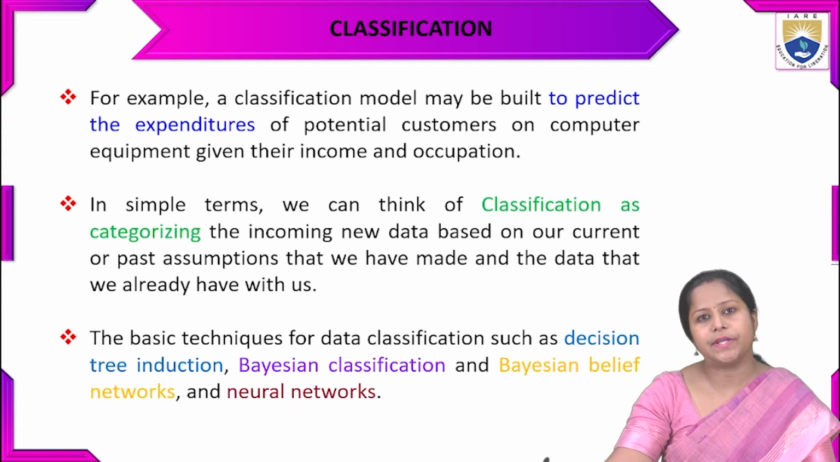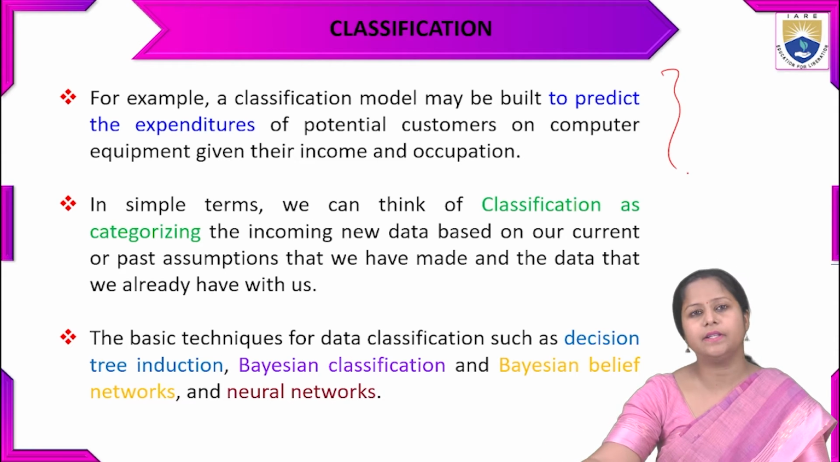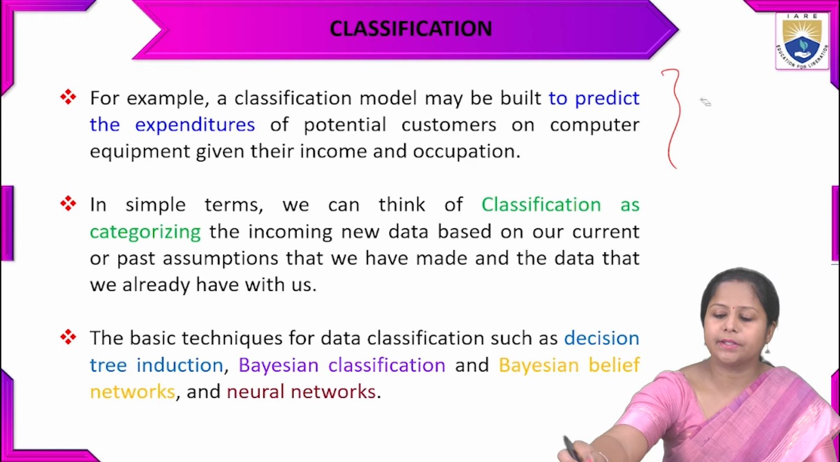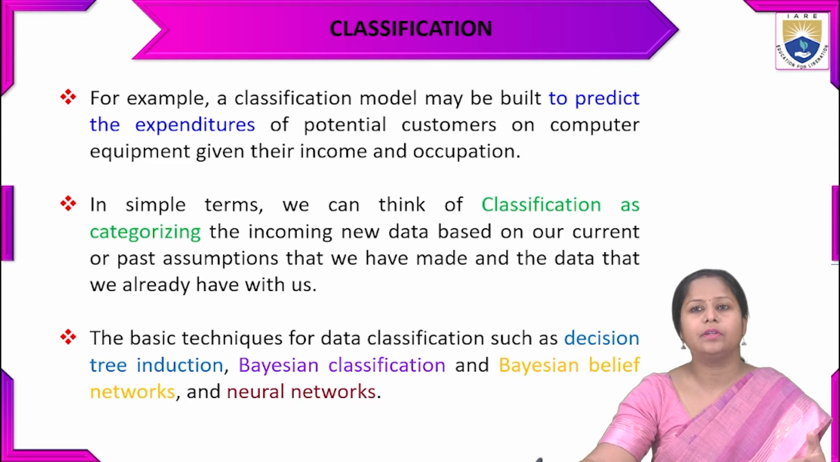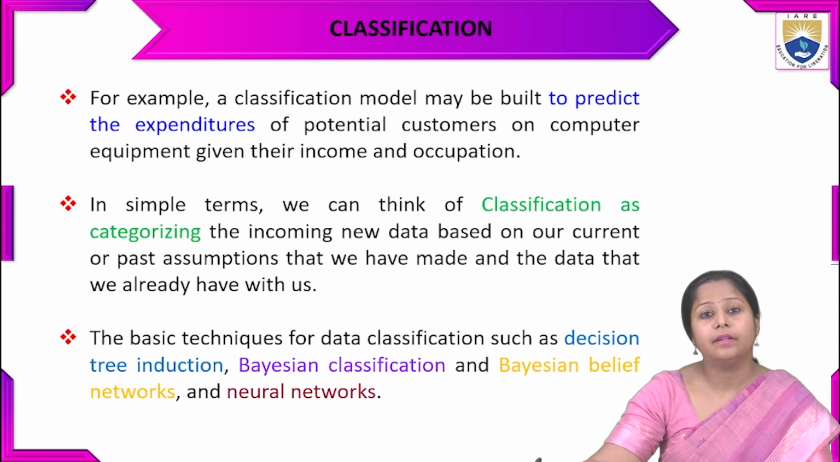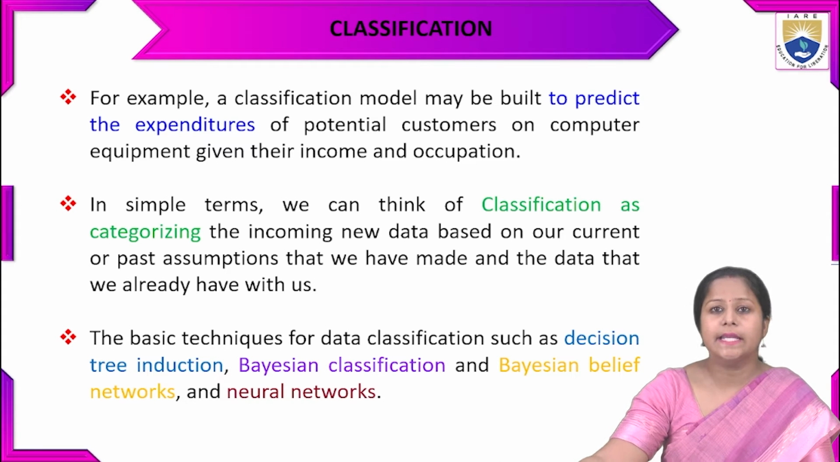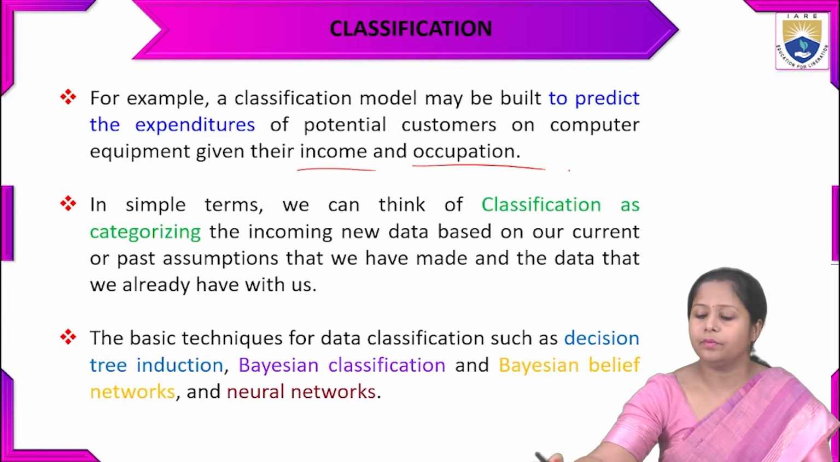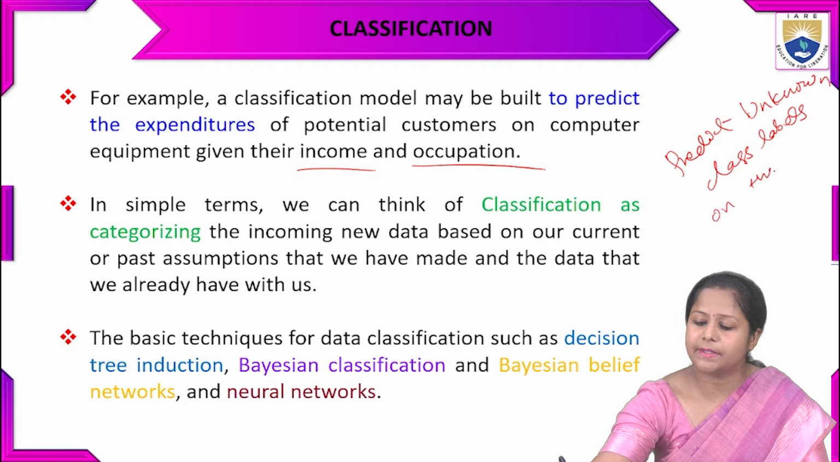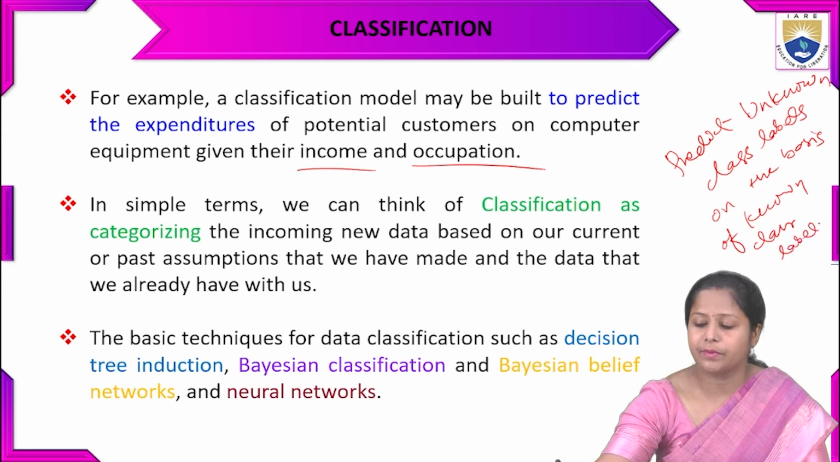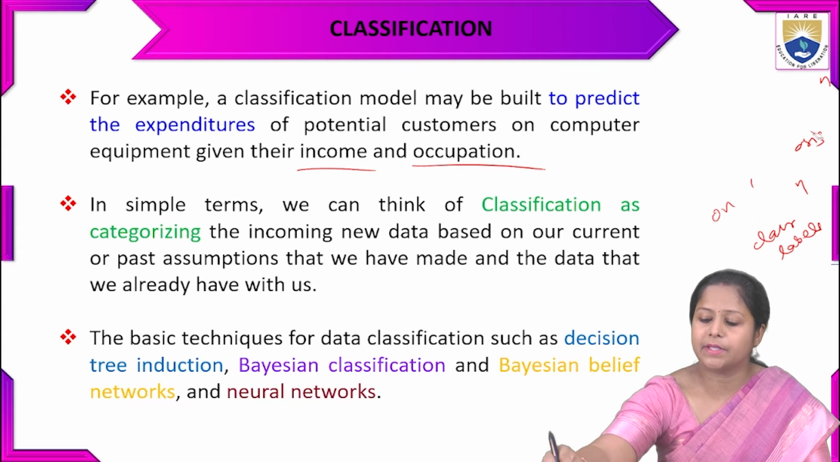Now we will go into classification, as this module is completely based on classification. For example, a classification model may be built to predict the expenditure of potential users on computer equipment, given their known income and occupation. So we have to predict the unknown class labels on the basis of known class labels, that is, the past data. The classification example is based on that.